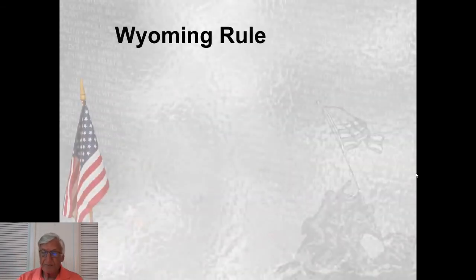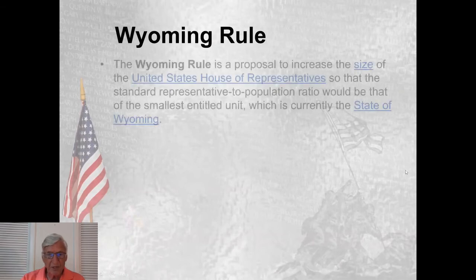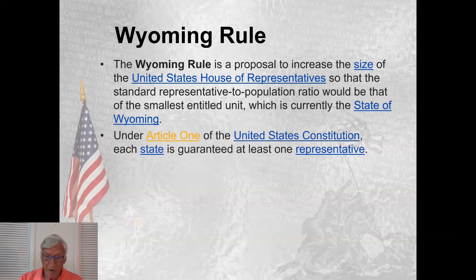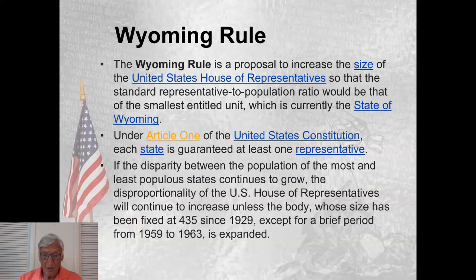Now, another thing that has been proposed is something called the Wyoming Rule. It's a proposal to increase the size of the House so that the standard representation to population would be that of the smallest entitled unit, which is currently the state of Wyoming. It could in later time be another state, but in recent time, that is the lowest population state. Under Article 1, every state is guaranteed at least one representative. So this disparity has grown.